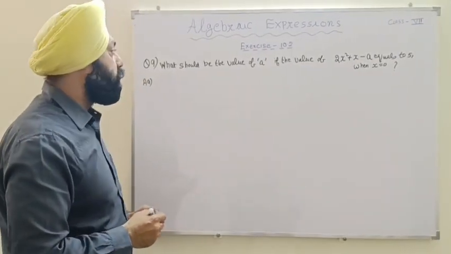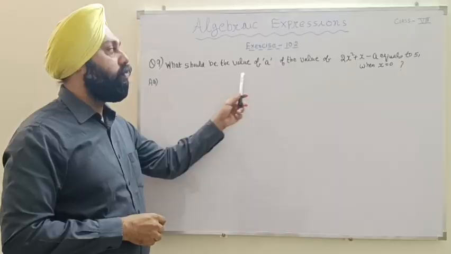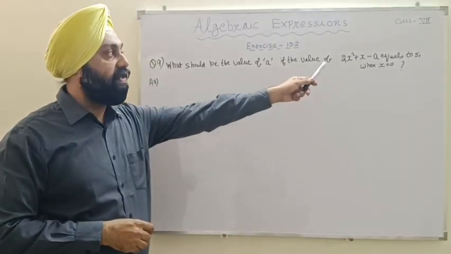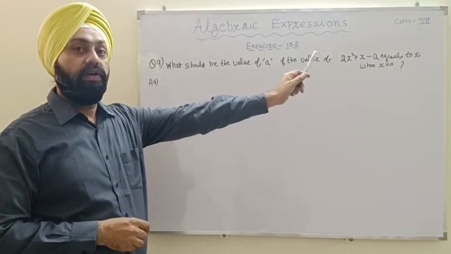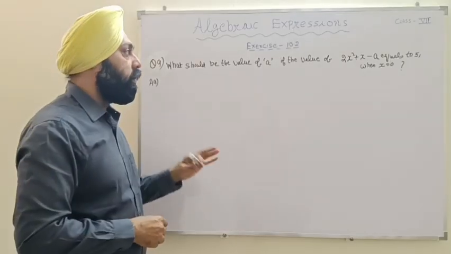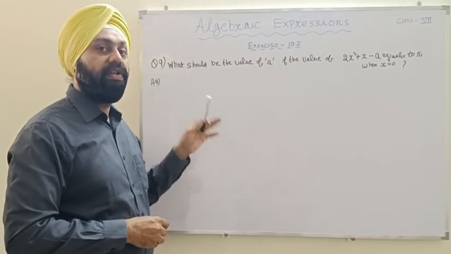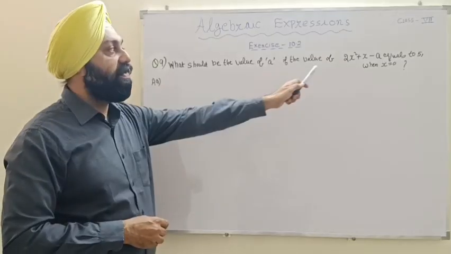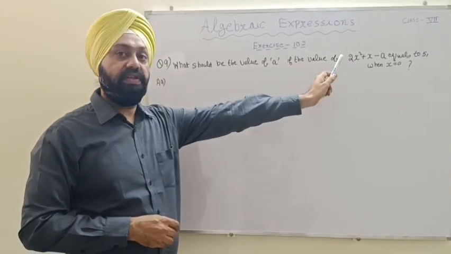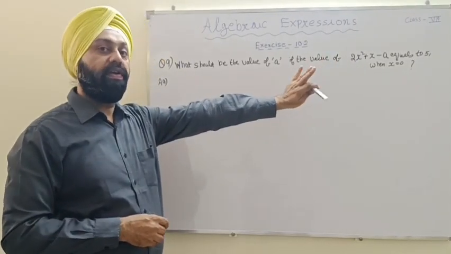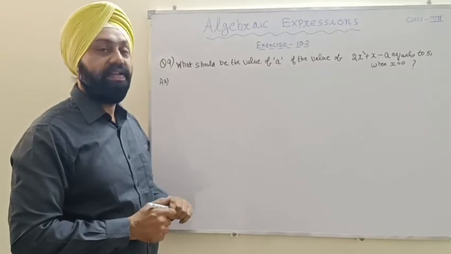So moving on to the next question, question number 9. What should be the value of a if the value of this expression equals 5 when x equals 0? In the previous questions, we found the value of the expression by putting in the value of a variable. Here it is given that the value of this expression is equal to 5, but when you put the value of x as 0.